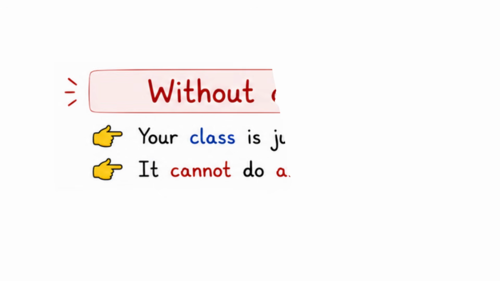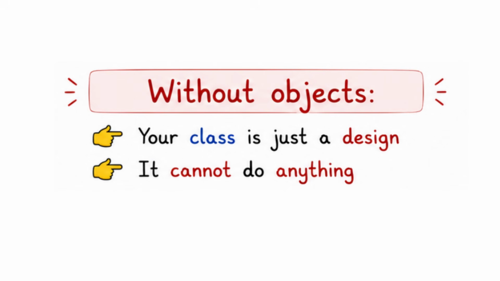Without objects, our class is simply a design. We can't use it in our application. It can't do anything.